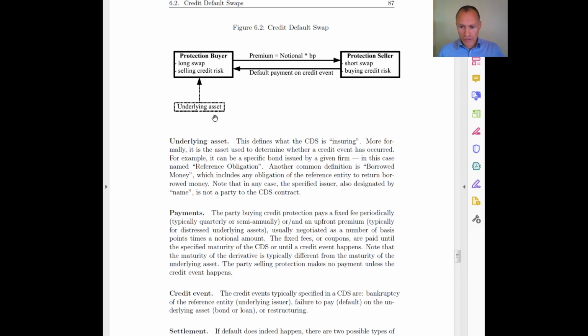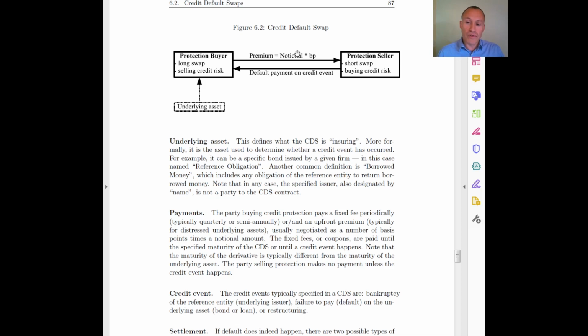So I am buying insurance on these underlying assets, and then just like an insurance, I pay a premium every 3 months or every 6 months or something like that, which is defined as the amount of the contract that I'm insuring, the notional, times some percentage, some basis points, and I pay this regularly. And then, just like an insurance, this will go on for some time, say 5 years, for example. If nothing happens over those 5 years, that's it. We get to the end, and that's the end.